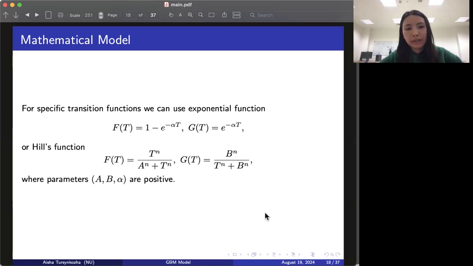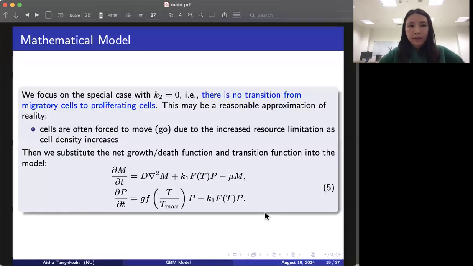And for the specific transition functions, here we use exponential functions or Hill functions. In our model, we say that K2 equals 0, which means that there is no transition from the migratory cells to the proliferating cells. We say that this might be a reasonable approximation of reality, since cells are often forced to move due to increased resource limitations as cell density gets higher.